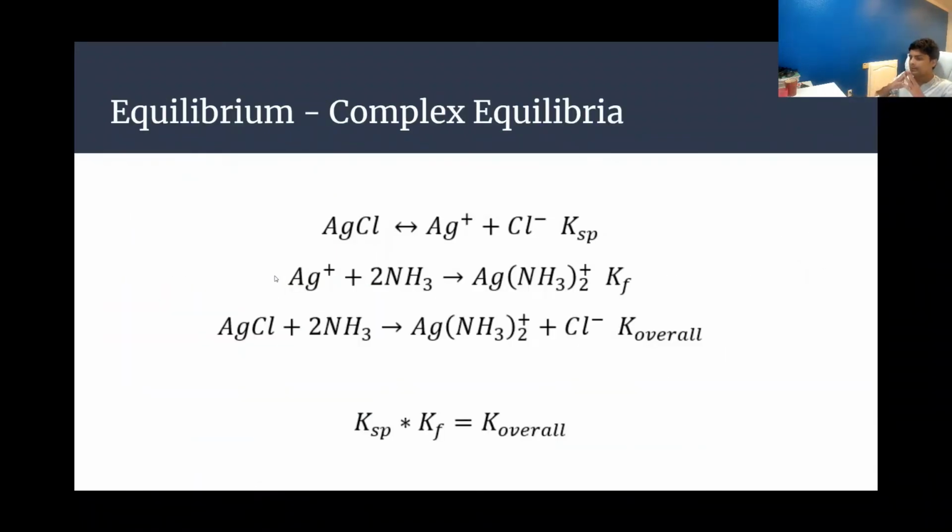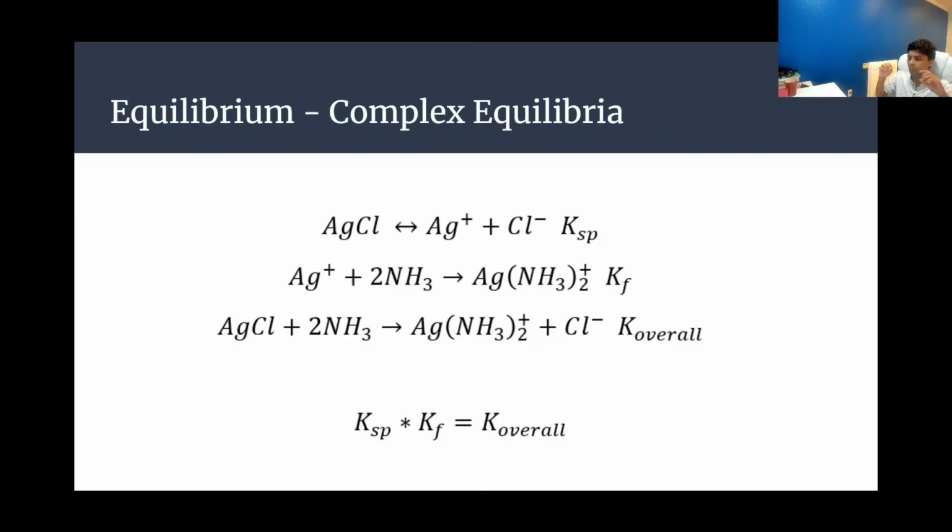So, equilibrium and complex equilibria. It's usually one question per exam, but it's good to know the concepts behind it. So you have AgCl going into Ag+ and Cl-, with a Ksp, so it's an equilibrium. It's not very soluble and the Ksp is pretty low.